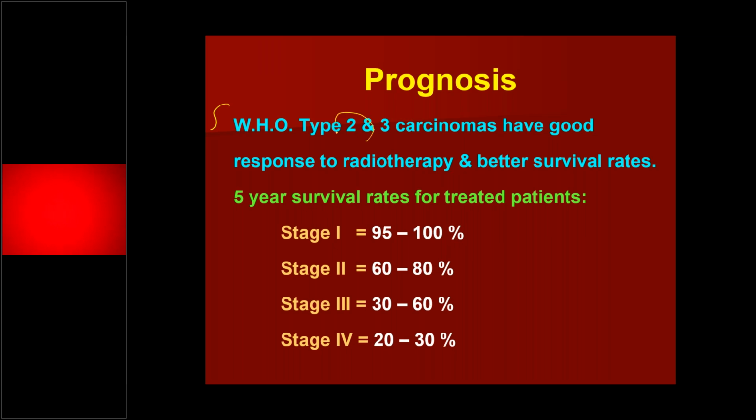WHO type 2 and type 3, as I told you, are non-keratinized carcinoma, which have a good response to radiotherapy and better survival rates. As I already told you, these are non-keratinized, differentiated and undifferentiated. These are the two types present over there. They have better survival rates, like stage 1 95, stage 2 60, 30 and 20. They decrease as you go forward.